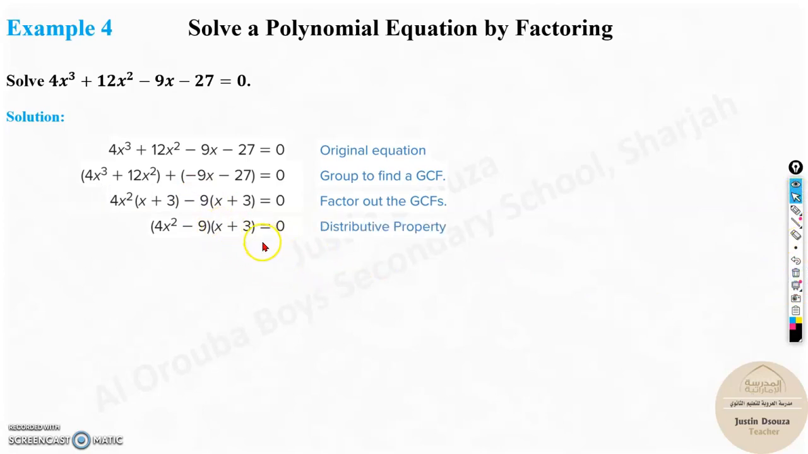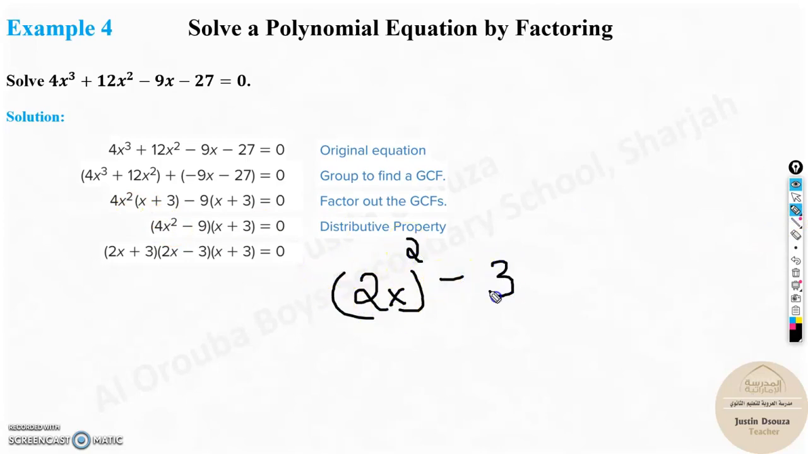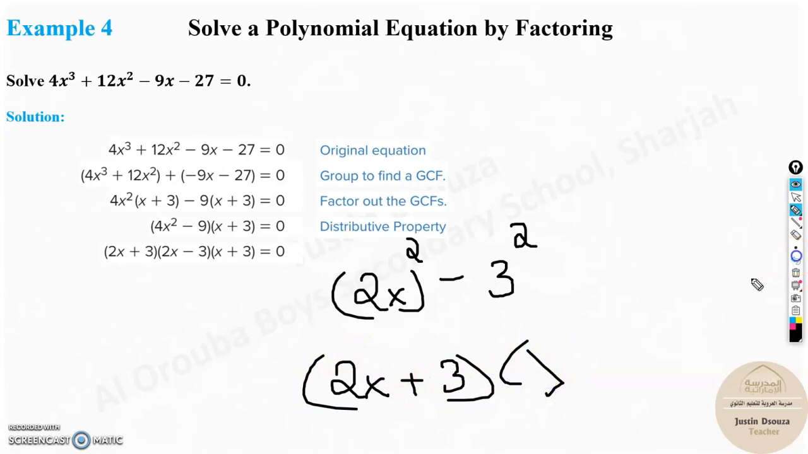Now it's not over. We can simplify this further, or you can directly equate it to 0. Over here this has been split further. How? This 4x square is written as 2x the whole square minus 3 square. We can use the formula a plus b, a minus b, that is 2x plus 3, 2x minus 3. So this is the thing. And then over here x plus 3.